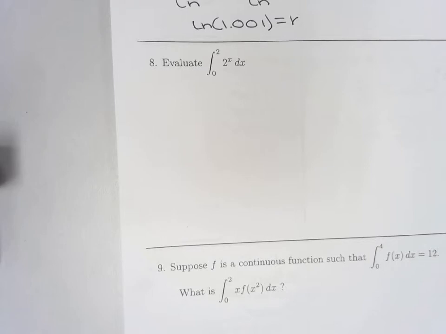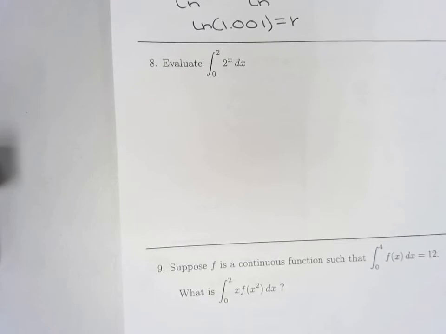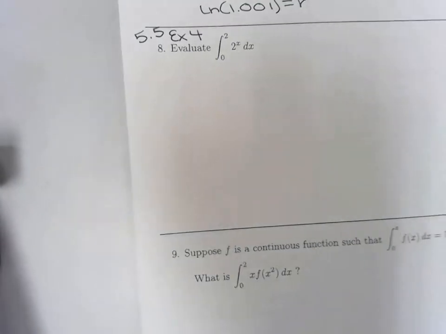Exponential function, and the base is 2. So we had a formula in chapter 5. It's in 5.5 example 4. And this is on top of the theorem we have to memorize, right? Or is this part of the theorem?